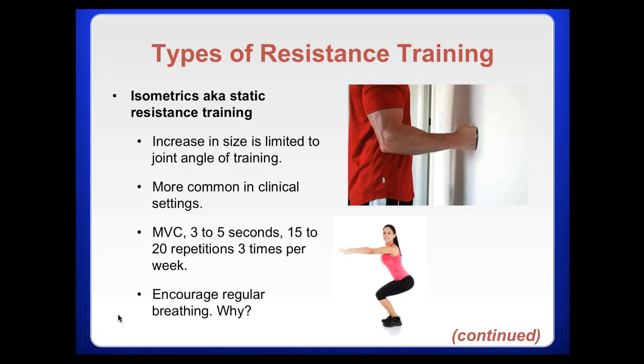This is typically used within a clinical setting, which makes it easy because no equipment is necessary, so cost is minimal. MVC here means maximum voluntary contraction, and we're going to perform that at 3 to 5 seconds and 15 to 20 reps in order to get strength gains. And you want to do this about 3 times per week. Sometimes when we are pushing against something, we tend to hold our breath. So you also want to encourage that they are breathing regularly.